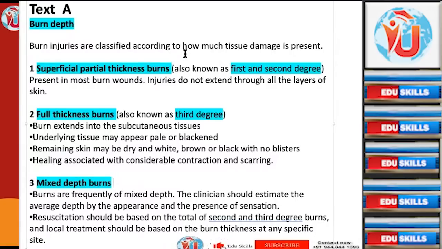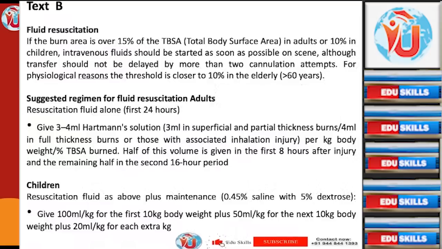Burn injuries are classified according to how much tissue damage is present. How much tissue damage? First degree, second degree, third degree, mixed depth. So that is known as the topic sentence. This is known as the topic sentence. And that's why I made classification from the topic sentence instead of burn depth. Burn depth also is okay. That's also classification. Or the heading I decided as classification. That is cool. Now let's go to the next text.